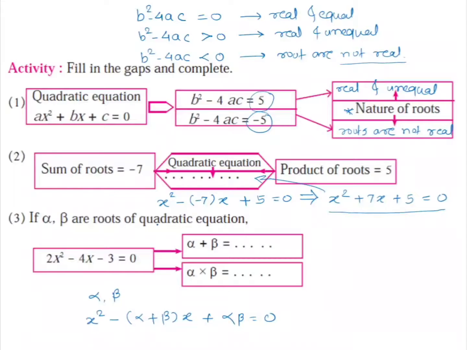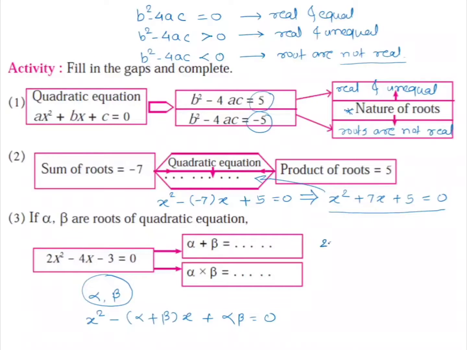If alpha and beta are the two roots of a quadratic equation, and the quadratic equation is given this time. From the roots we can get the equation x square minus (alpha plus beta) into x plus alpha beta is equal to 0. So this is the general form of a quadratic equation if the roots alpha and beta are given. Now in this case, the coefficient of x square must be 1, but in the equation we are given, the coefficient of x square is not 1 but 2. So we have to make it 1.